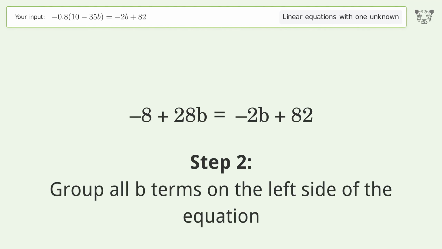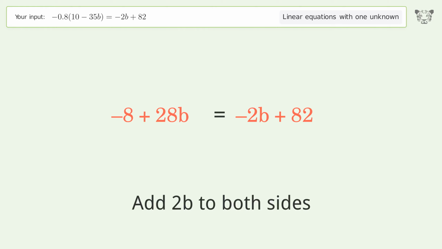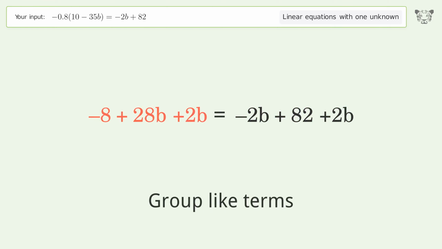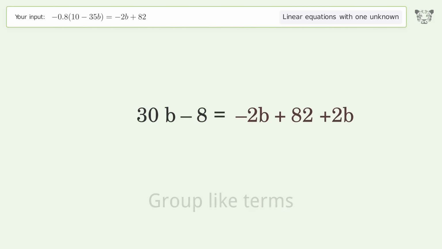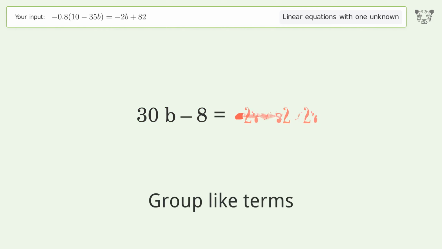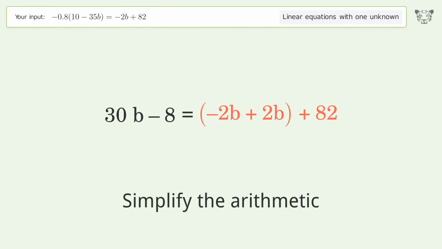Group all b terms on the left side of the equation. Add 2b to both sides. Group like terms. Simplify the arithmetic. Group like terms. Simplify the arithmetic.